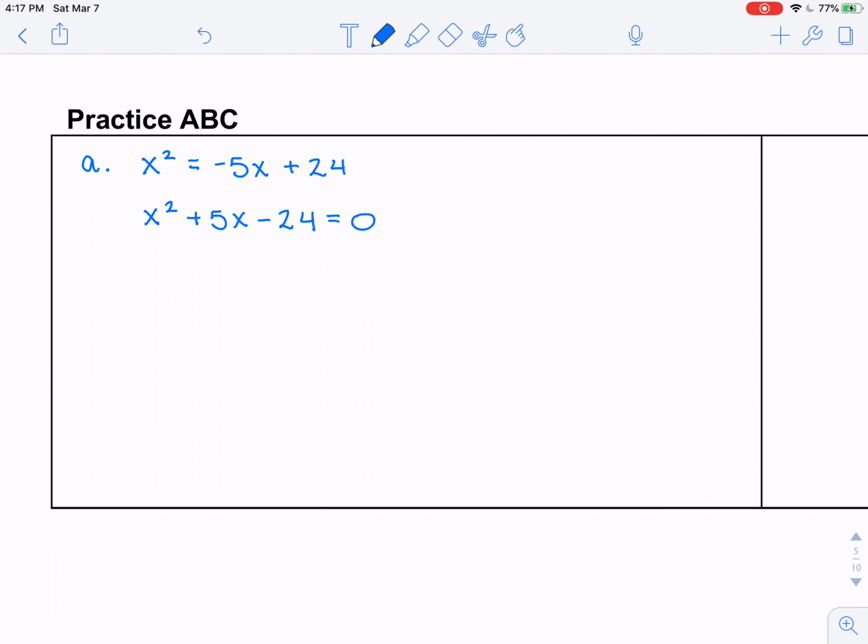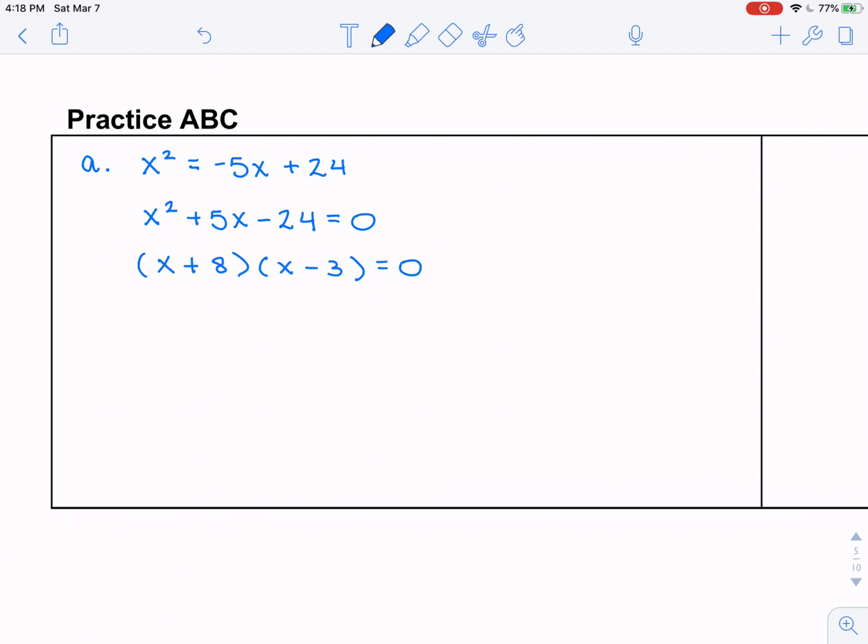Now that I have it in the correct order, I am going to work on factoring. I need to come up with factors of 24 that are going to add or subtract to 5. And after I make my list of factors of 24, I find 8 and 3 will work for this. So I'm going to break it down into x plus 8, x minus 3, and again, this is all set equal to 0.